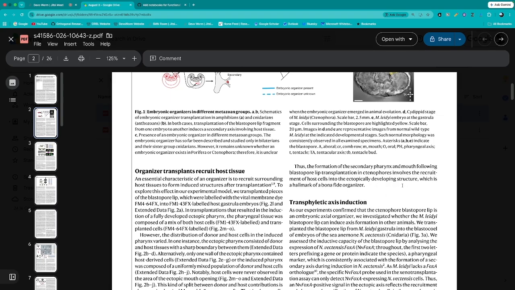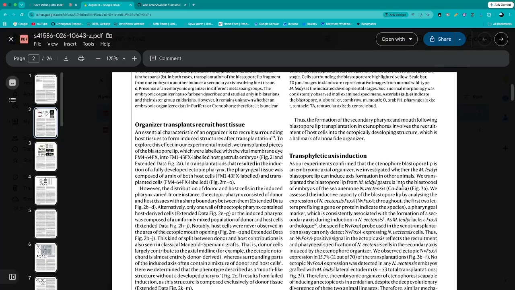So basically, the organizer should allow for the recruitment of host cells in different ways, and we expect to see that type of activity in an organizer. So there's a specific type of behavior we expect out of an organizer to say something is actually an organizer.